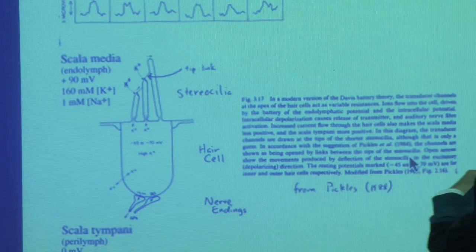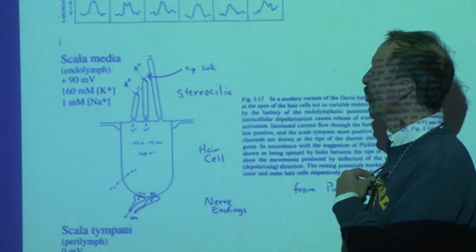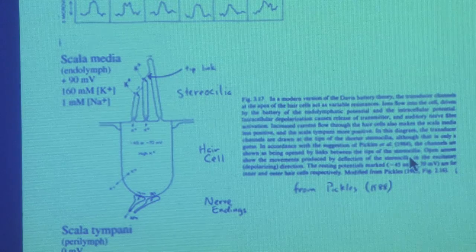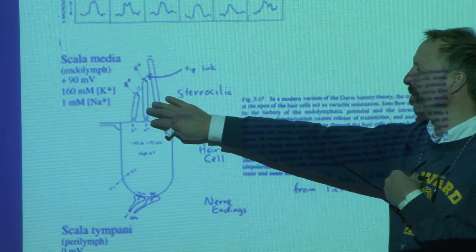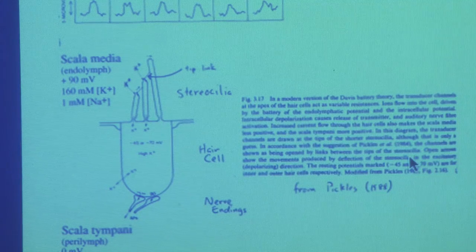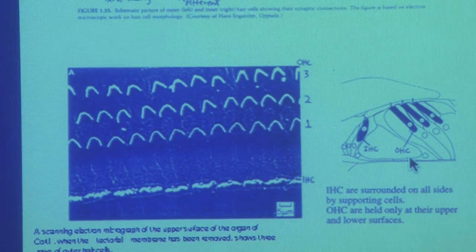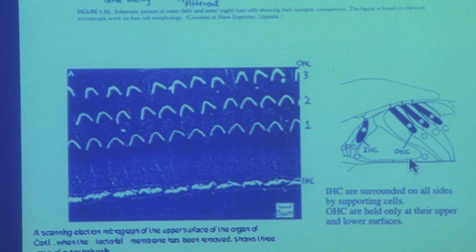So there's some other proteins up there associated with the transduction channels called tip links. That's a very active area of research now. What are the transduction channels? How do the tip links work? And how are they mechanosensitive? Okay, now let's talk. We've been alluding to the two types of hair cells, right? Outer and inner hair cells.